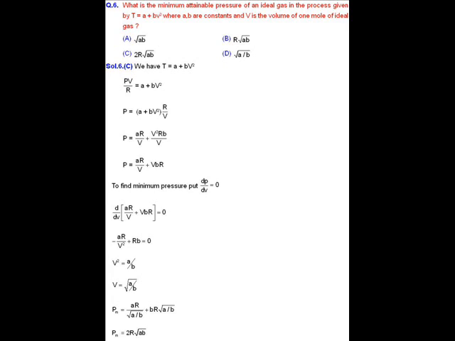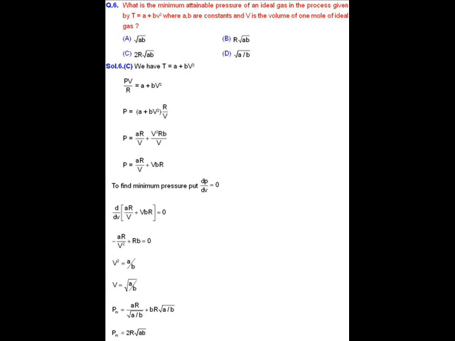We know that if any quantity is a minimum or maximum, then its first derivative should be equal to 0. So dP upon dV equals 0 to find minimum pressure. So d upon dV of (AR upon V plus VBR) equals 0. That implies minus AR upon V square plus RB equals 0. That implies V square equals A upon B, or V equals square root of A by B.